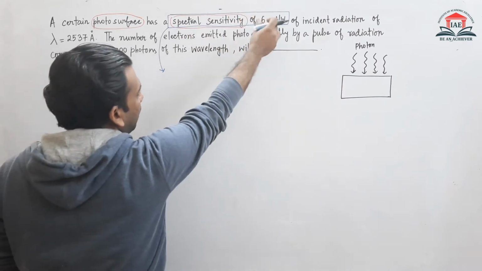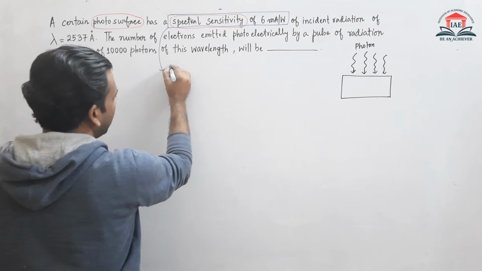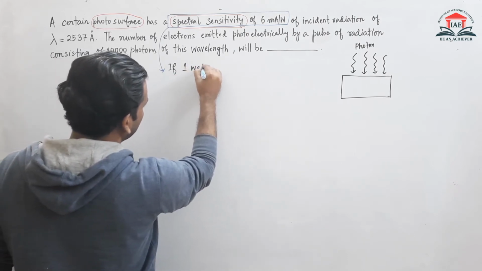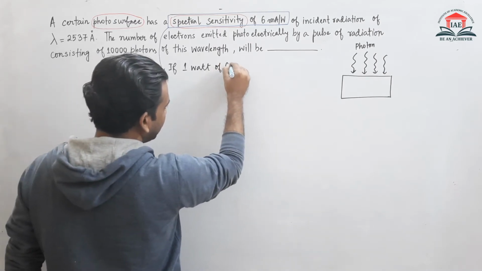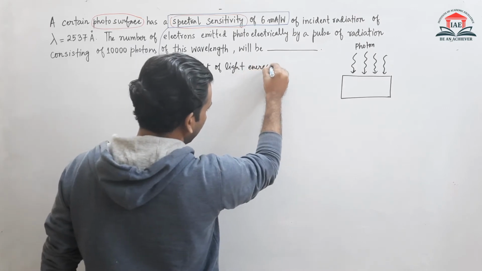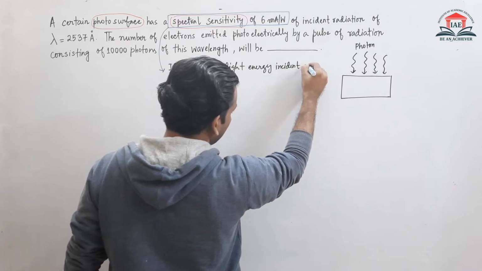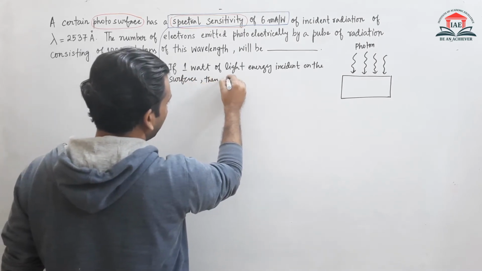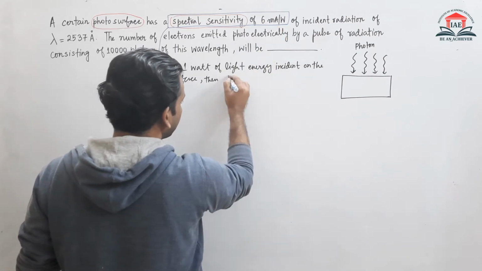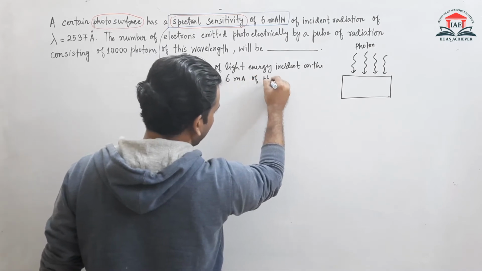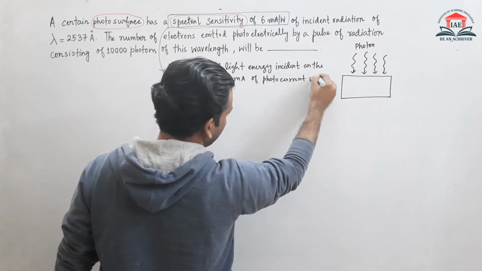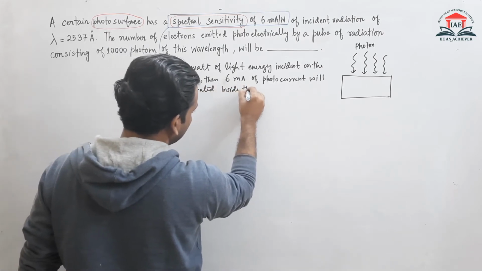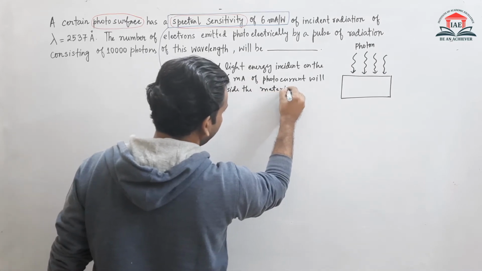So that is a photosensitive surface. Now spectral sensitivity of 6 milliampere per watt. What does it mean? It means that if 1 watt of light energy is incident on this photosensitive surface, then 6 milliampere of photocurrent will be generated inside the material. This was the meaning.